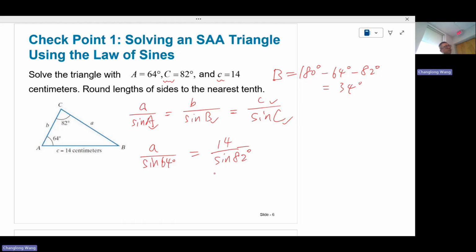Good. Now back to this equation. I said just do cross multiplication, right? A times sine 82 degrees equals 14 times sine 64 degrees. So how would I get A? By dividing both sides by sine of 82 degrees, right? So we do 14 times sine 64 degrees over sine 82 degrees. Can you guys figure out what that is? Make sure that your calculator is in degree mode.